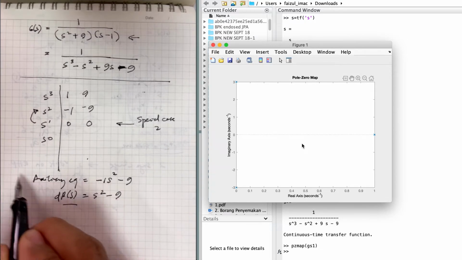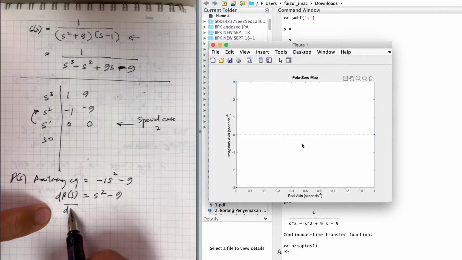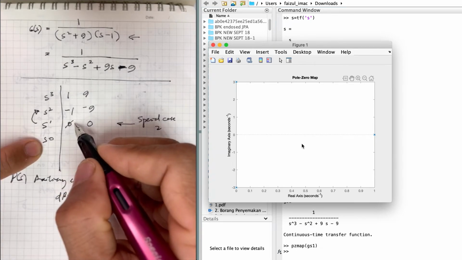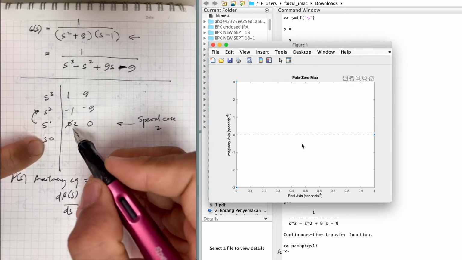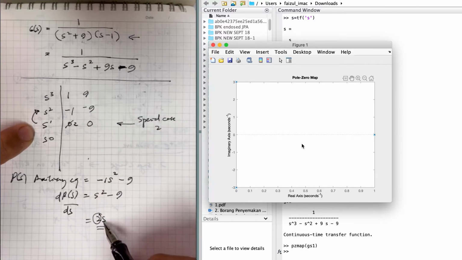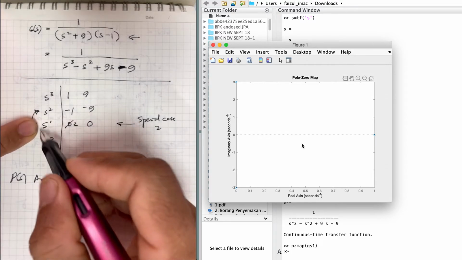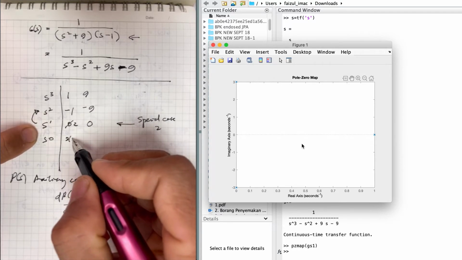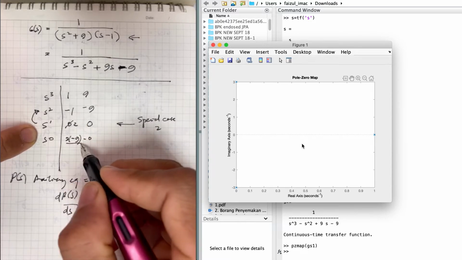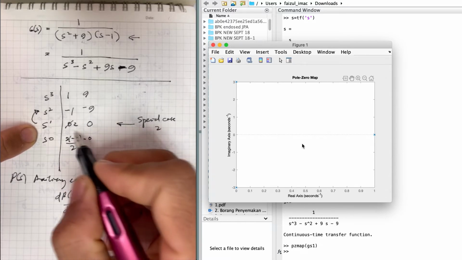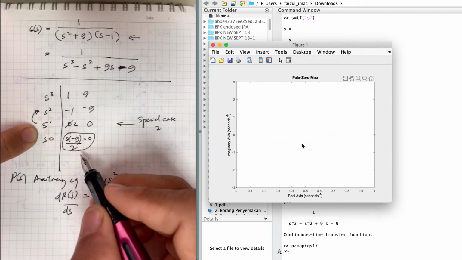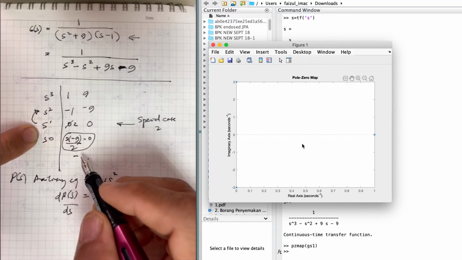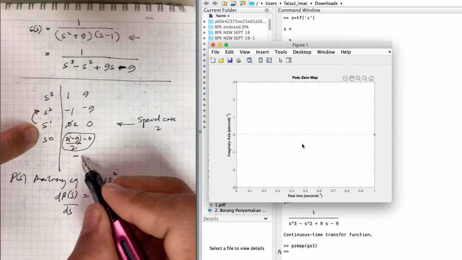Now the derivative with respect to s of this auxiliary polynomial, we have 2s, right? That's 2s. Take these coefficients and put them in the row. So we have 2 there, and 0. The rest is then minus 2 times minus 9 minus 0, divided by 2, so we have minus 9.